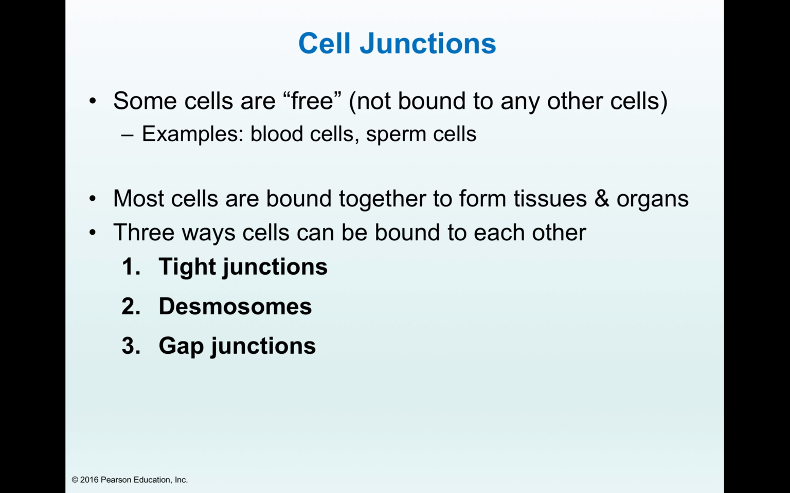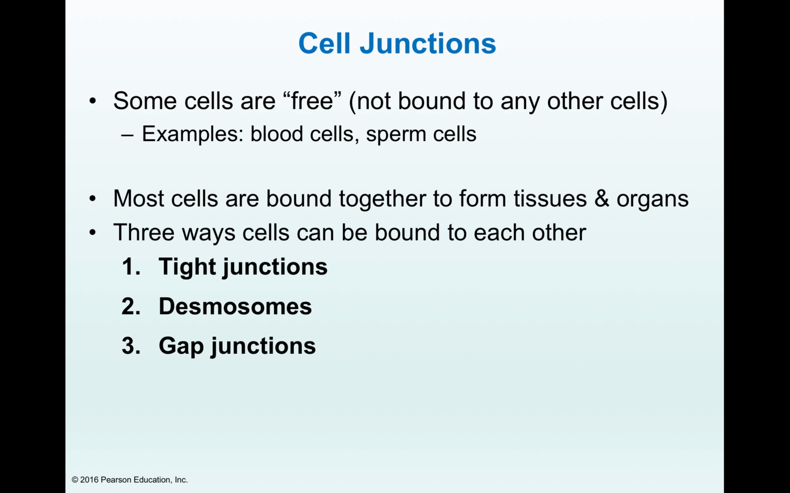Now, as I mentioned, cells are interacting with each other, communicating, and are connected together using a structure called cell junctions. However, again, there are exceptions to the rule where cells have no connections or junctions with their neighboring cells, such as your blood cells and sperm cells.